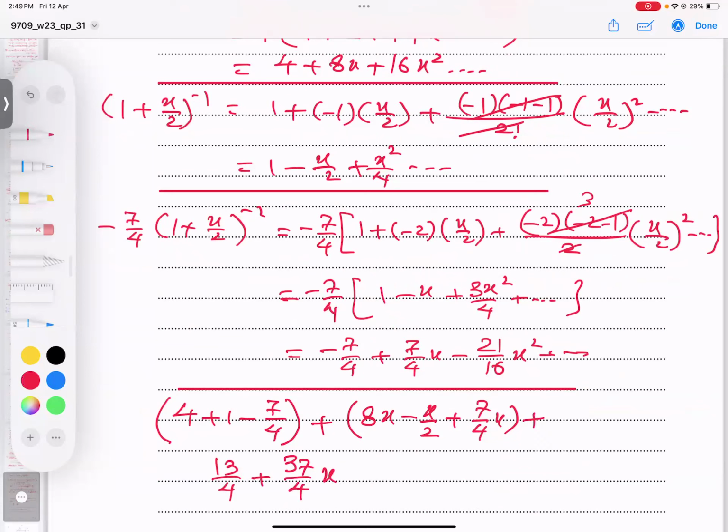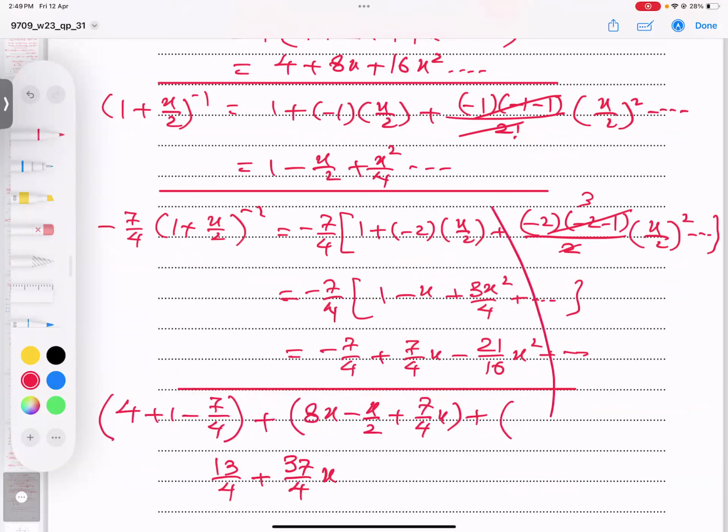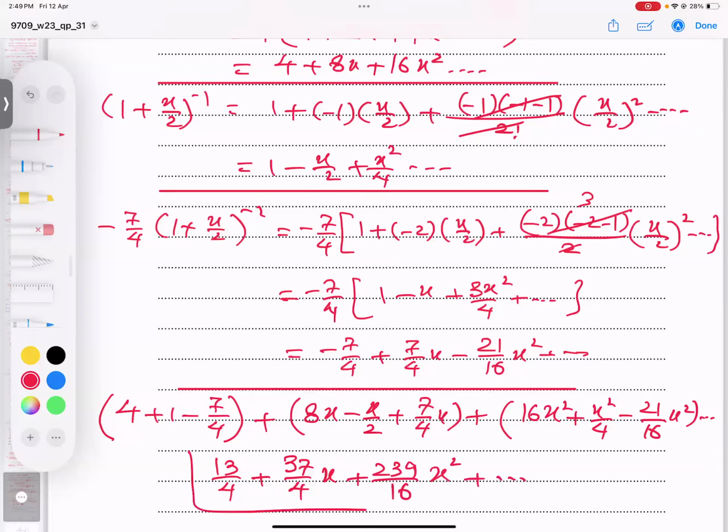Now last thing is what? x squared and x squared. So I get 16 from there, 16x squared, then plus x squared by 4. Second and third is 21 by 16 x squared. And now I'm typing 16 plus 1 divided by 4, minus 21 divided by 16. It is giving us 239 over 16 x to power 2, and so on.